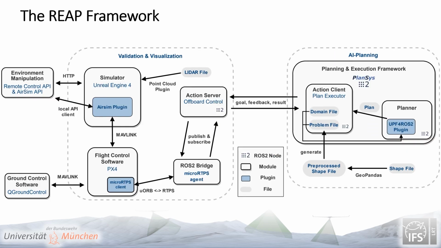Lastly, I would like to talk about ways to externally interact with the simulation environment. We use the Remote Control API for the Unreal Engine, which can be used to spawn or control objects in the Unreal Engine. Furthermore, the AirSim API can be used to control the physics simulation and simulate weather conditions like wind or rain. These APIs can be used to test how the drone reacts to unforeseen events and to further increase the realism of our simulation. Also, a ground control software can be connected to the flight controller to visualize the current flight plan or to override the currently executed plan with custom commands.